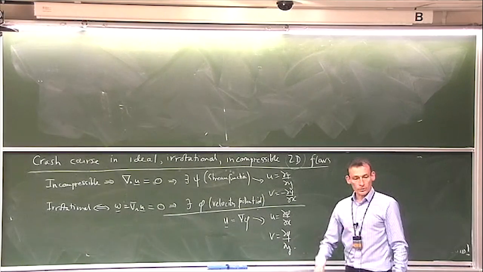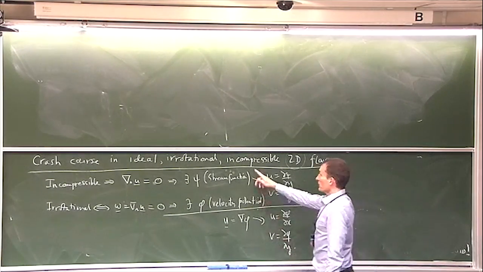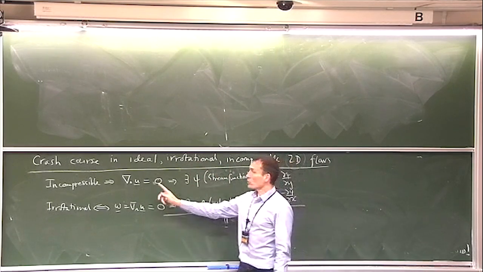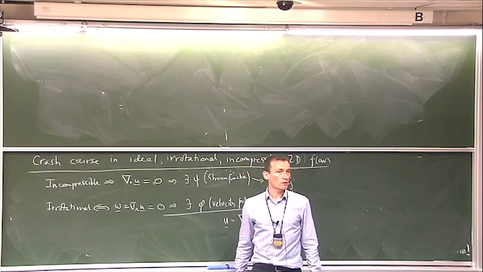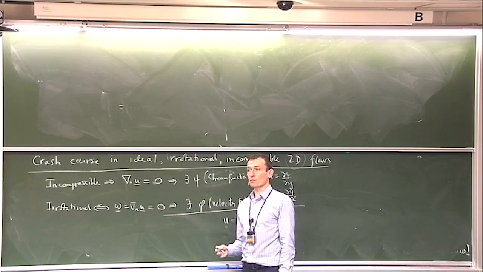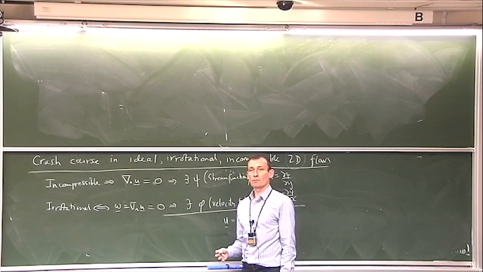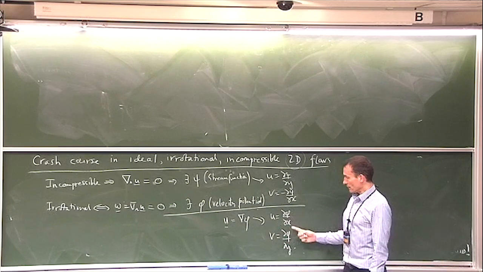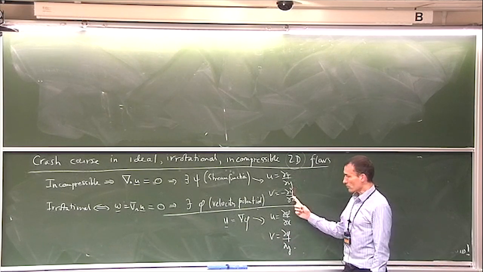So, long story short, if you've got ideal, incompressible, irrotational two-dimensional flow, there's a stream function because it's incompressible, and there's a velocity potential because it's irrotational. And look what happens. U and V can be written like this in terms of phi, or this in terms of psi, but you need these to be consistent.